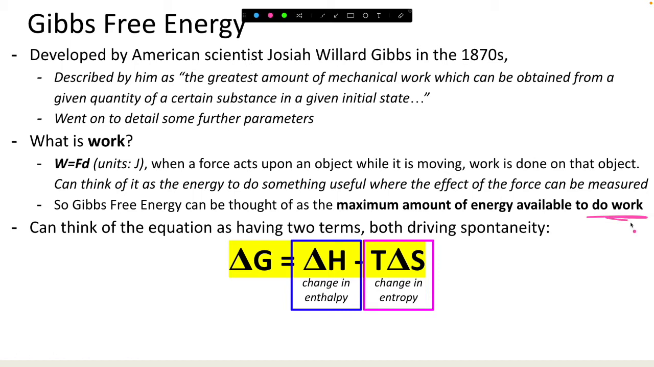So the Gibbs free energy, just what it sounds like, free, available. It's energy that is there that can do something useful, that can do work, as opposed to the energy that's tied up in the entropy, that's not available to do work.